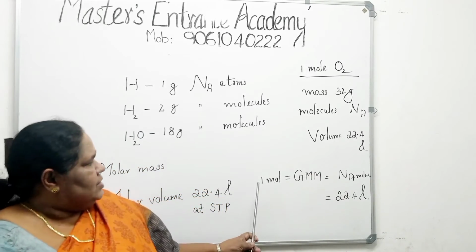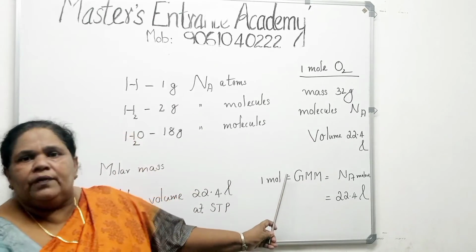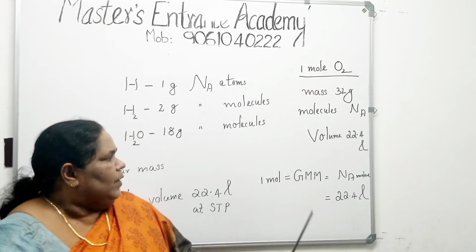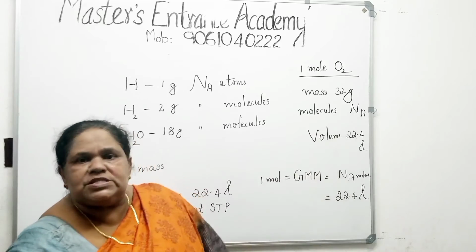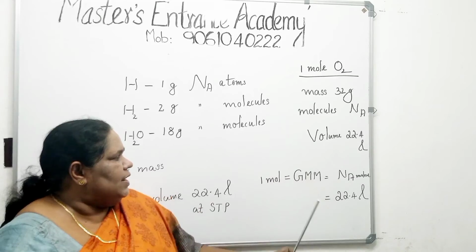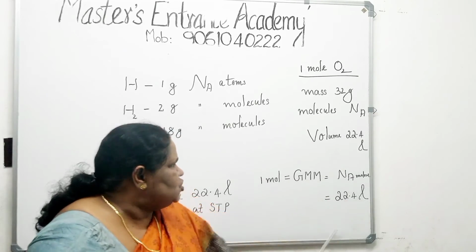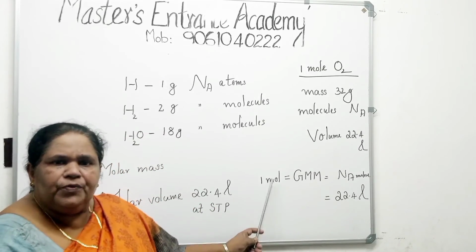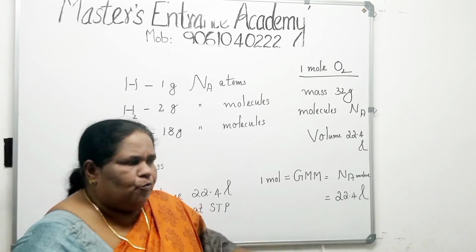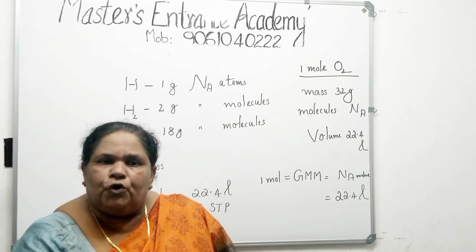So in general, we can write 1 mole is equal to what? 32. That is GMM, gram molecular mass. Then that is equal to Avogadro number of molecules. Then what is the next one? 22.4 liters. So learn this one. 1 mole is equal to its gram molecular mass. It contains Avogadro number of molecules. Then what about the volume? 22.4 liters.